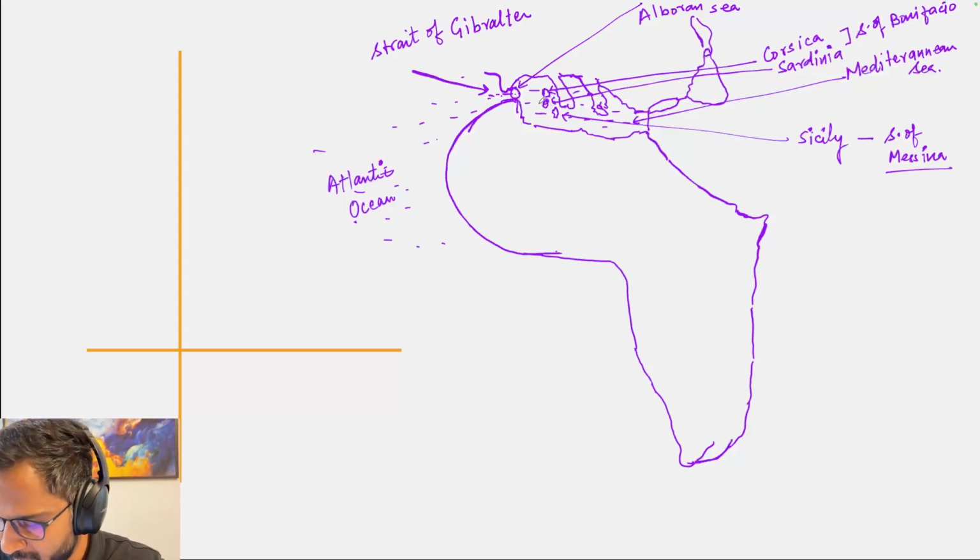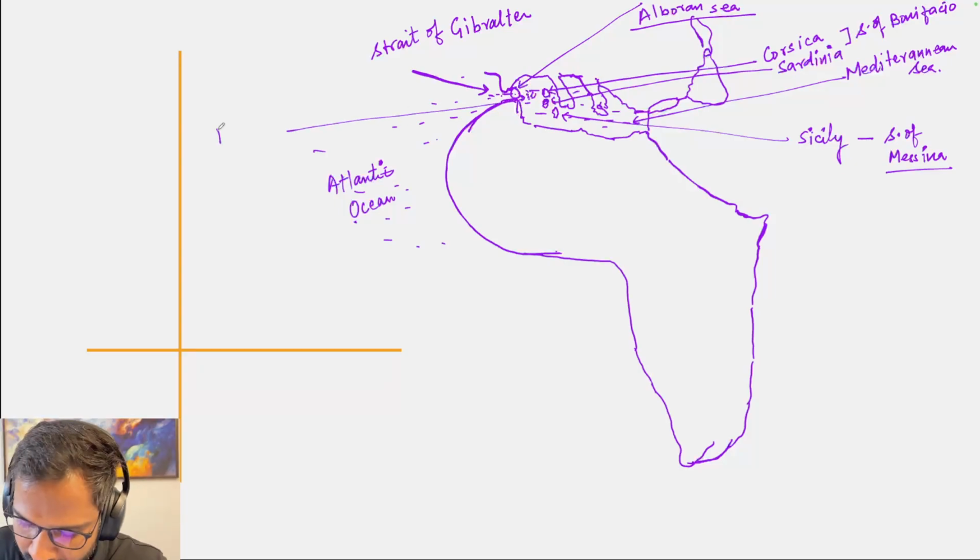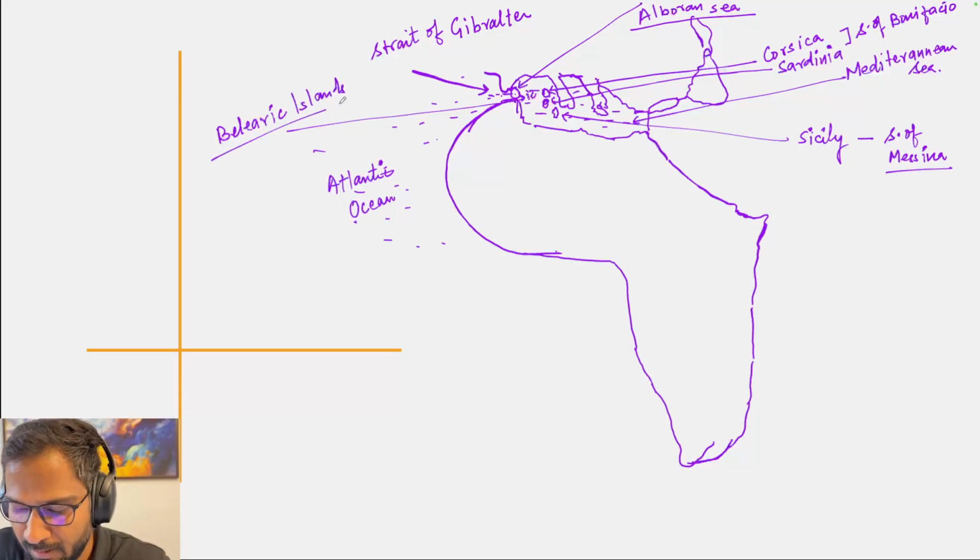Yes? Anyway, then if you move from this Strait of Gibraltar, you enter into Alboran Sea, and if you move further, you'll find small islands here west of Corsica and Sardinia. Those small islands are called Balearic Islands, and north of Balearic Islands, you'll find Balearic Sea.